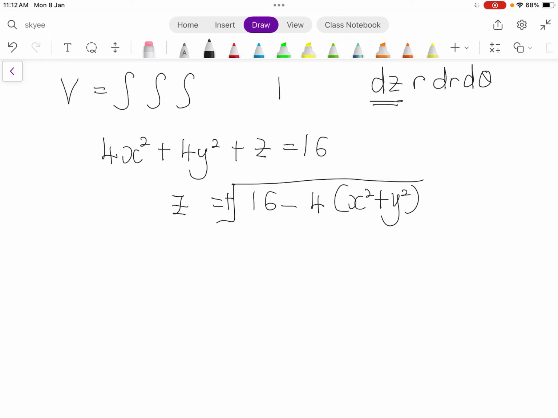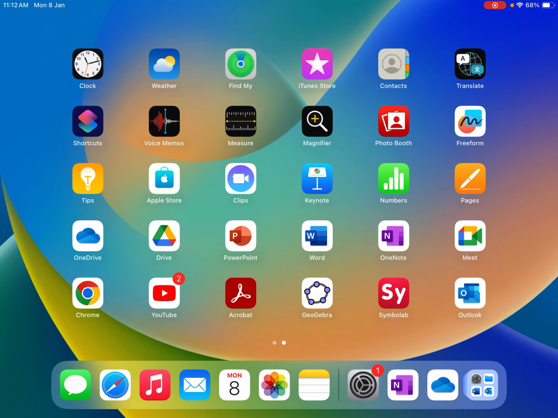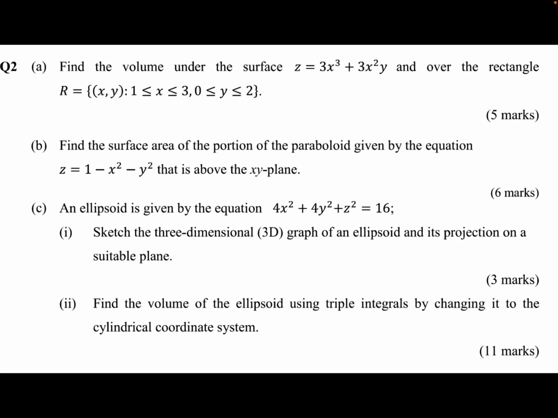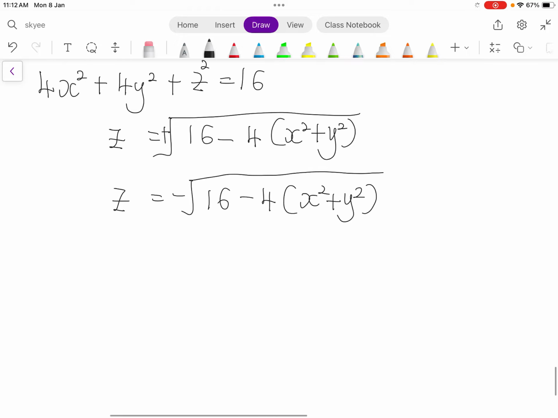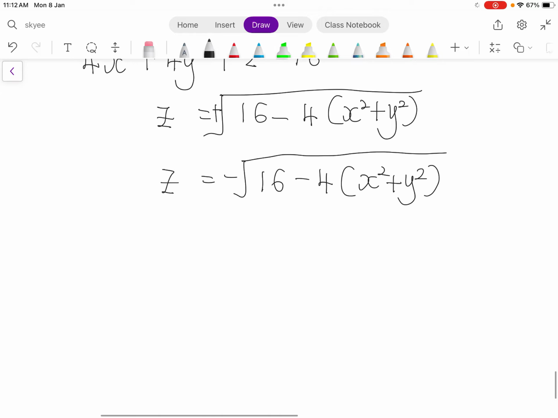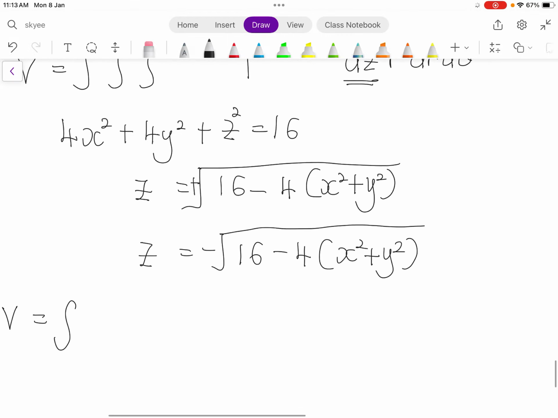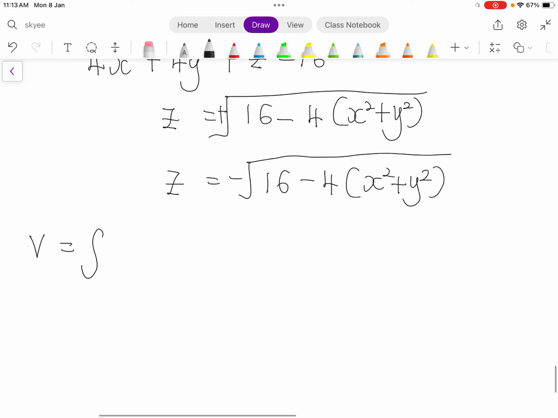So this is the upper part, and you also have the negative part, right? Wait, let me check. They didn't say whether it's the upper or lower half of the ellipsoid, so you should have this 16 minus 4 times x squared plus y squared. Both you can change to the cylindrical coordinate. So the volume will be, z will be this one. The dz will be from the negative part to the positive part.